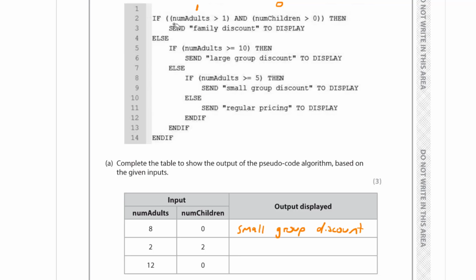Next, we have to get rid of this little working, and the next one with 2 and 2. So it is greater than 1, so that is 1, and number of children. So this is now true.